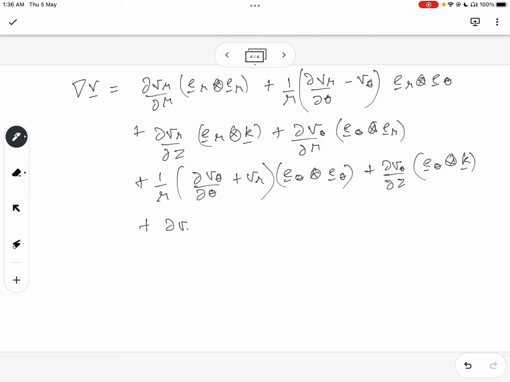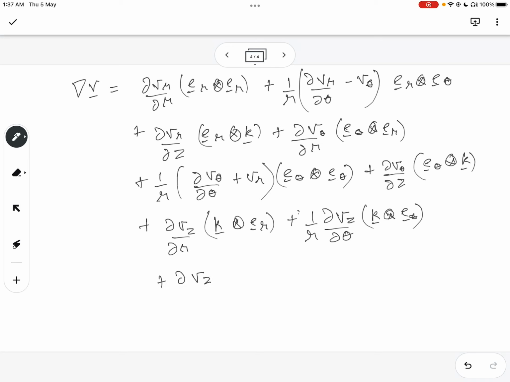plus del vz by del r k dyadic er plus 1 by r del vz by del theta k dyadic e theta plus del vz by del z k dyadic k. So this is the expression of the gradient of v in the cylindrical polar coordinates.